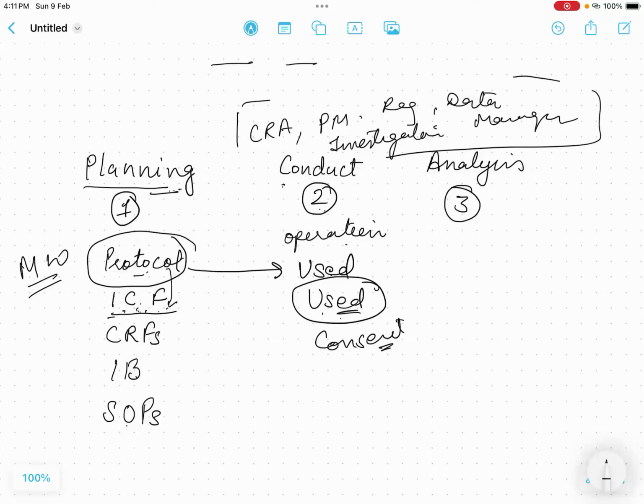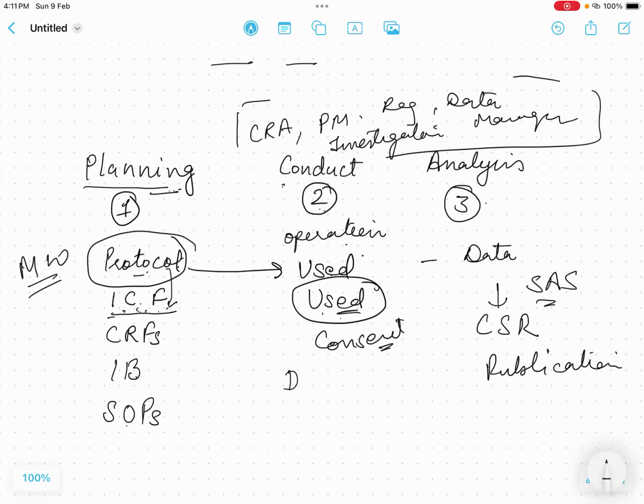Okay. Now, just to connect the dots, I can cover the analysis stage. Based on this protocol, whatever trial you conducted here, you will be analyzing the data. The data will get analyzed and you will be writing the clinical study report, or you will also do the publication. In a nutshell, SAS programming will also come into the picture here, right?